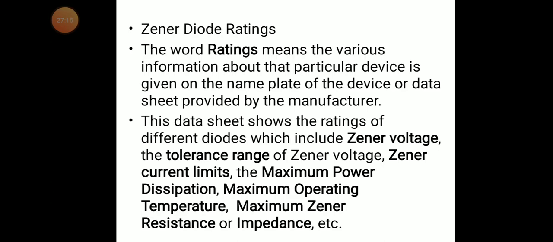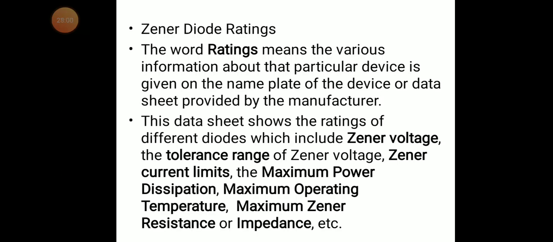What does this data sheet show? This data sheet shows the ratings of different diodes, which include the Zener voltage. What is the Zener voltage of the diode? The tolerance range of the Zener voltage, Zener current limits and maximum power dissipation, maximum operating temperature, maximum Zener resistance or impedance, etc. If we know these things only, we can do the experiment perfectly.